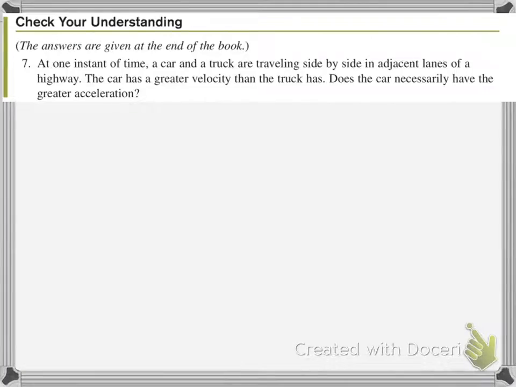Now, the concepts of this section. Number 7. At one instant in time, a car and a truck are traveling side by side in adjacent lanes of a highway. The car has a greater velocity than the truck has. Does the car necessarily have the greater acceleration?